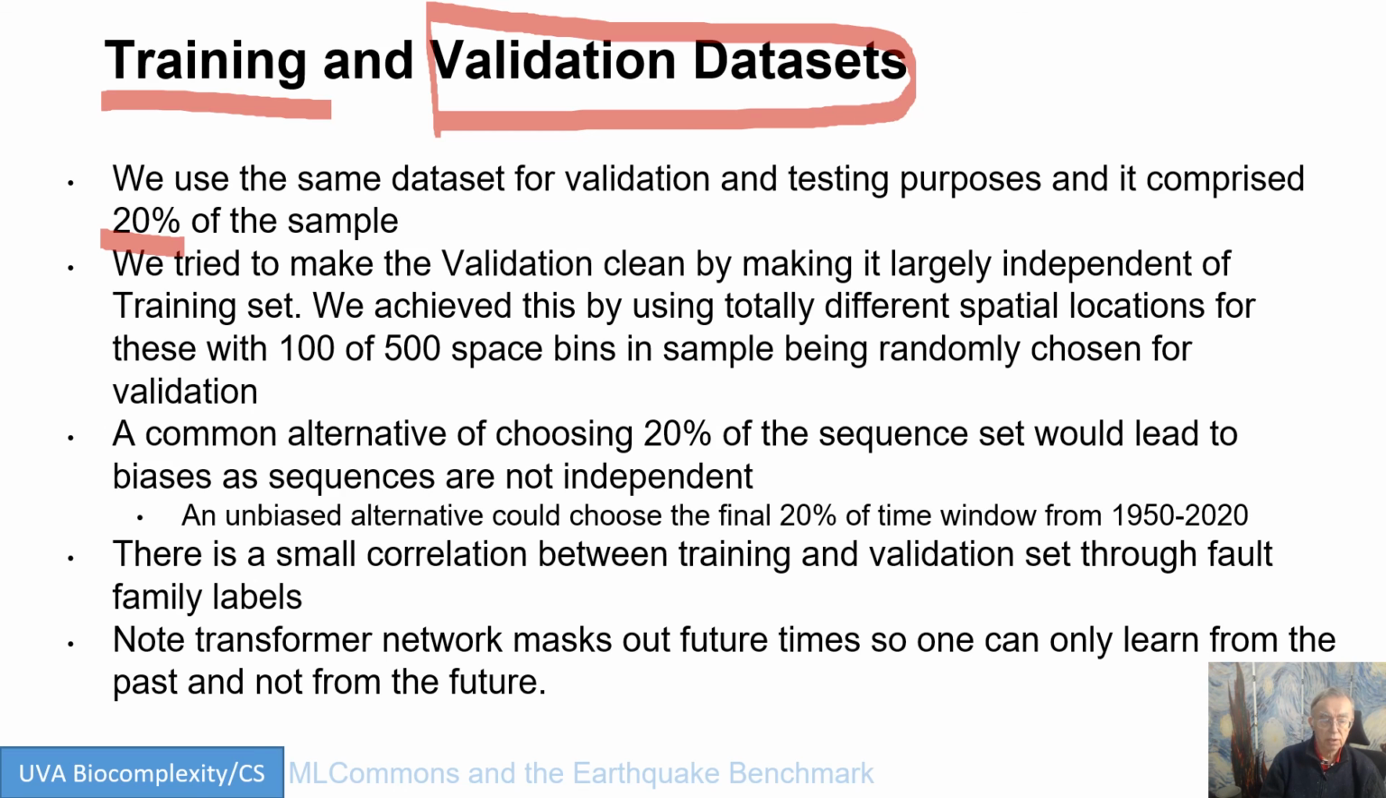So we used 2 possibilities. One is a temporal probability. You take the first 80% of the time, that's the training data. The last 20% of the time is the validation data. Or you can use space. We take 80% of the spatial points and make them training, and 20% of the spatial points and make them validation.